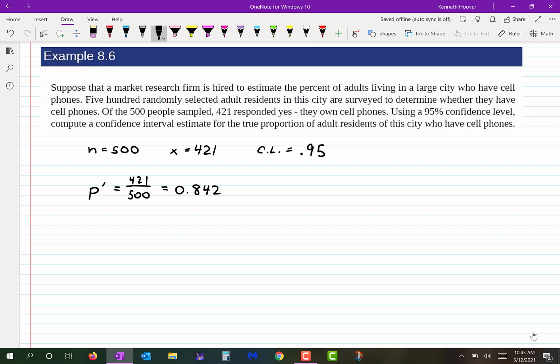Okay, then we need to calculate alpha, which is really easy. That's 0.05. And then we look up the z-score for alpha over 2. And let me remind you, let me write down what I got and then I'll remind you how I find it. Okay? So I got 1.95996. Okay? Now, let me remind you of how I found that z-score.